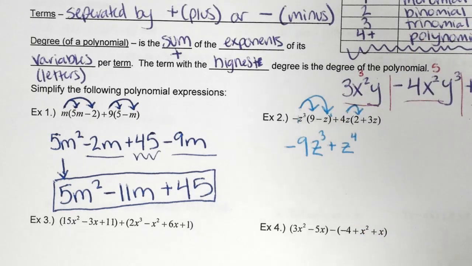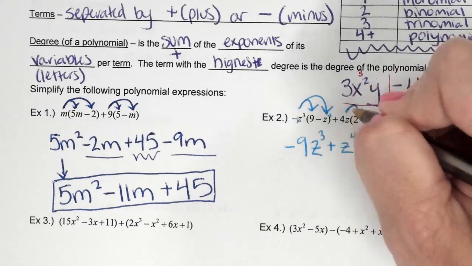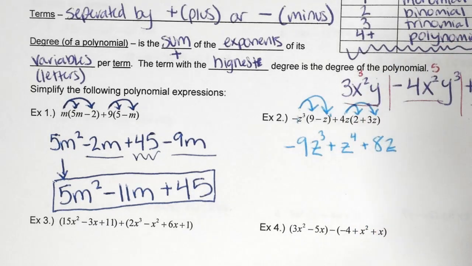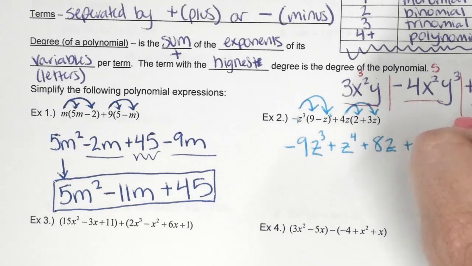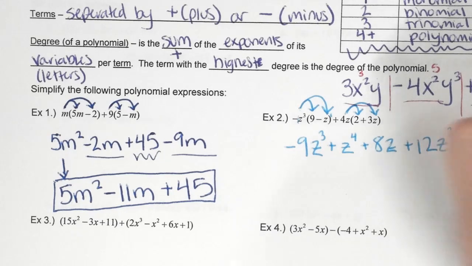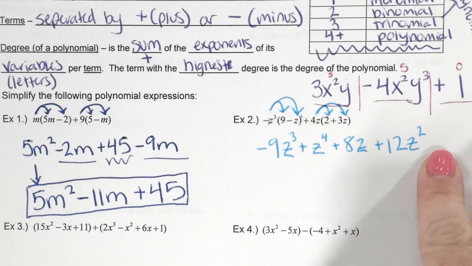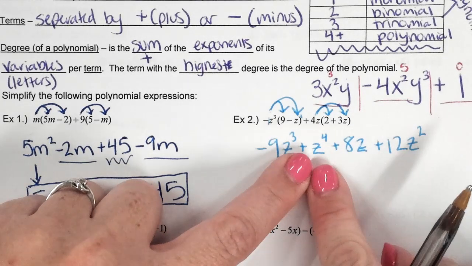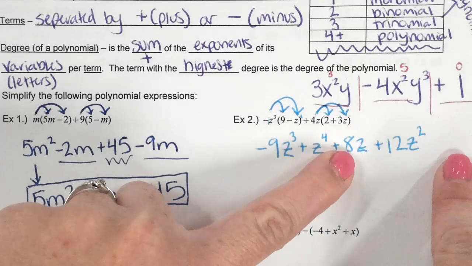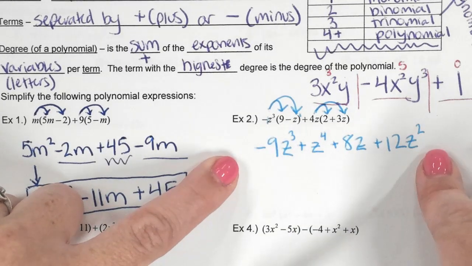4z times 2, positive 8z, plus what? Not 7, don't add. So that's 12z what? Squared. Perfect. Now, do I have any like terms? This is cubed. There's no more cubes. Fourth power, no more fourth power. First power, no more first power, and squared. So there's no like terms. I can't simplify it, but is it proper?